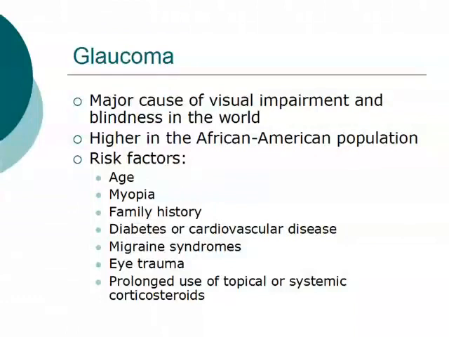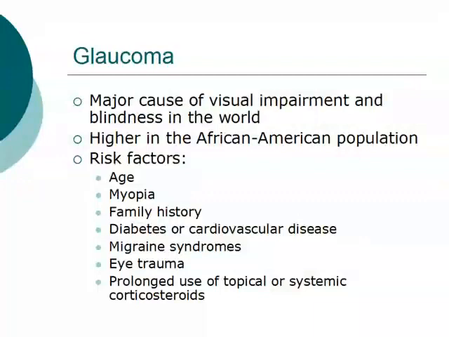The higher the age, the higher the risk factor is. If there's a history of myopia, which is nearsightedness, there's a higher risk for glaucoma to develop. And if there's a family history, if the patient has diabetes or some other cardiovascular disease, the risks increase for glaucoma, and also if there's been any eye trauma or prolonged use of systemic or topical steroid medications, it puts the patient at higher risk to develop glaucoma. So it's important that eye pressures are monitored fairly often when patients are on those kinds of medications.